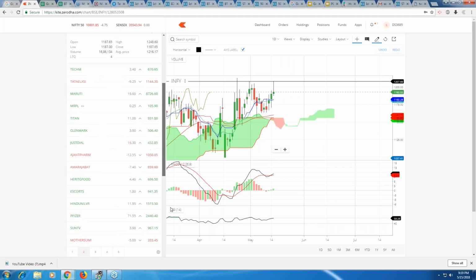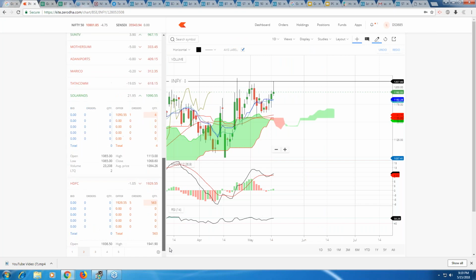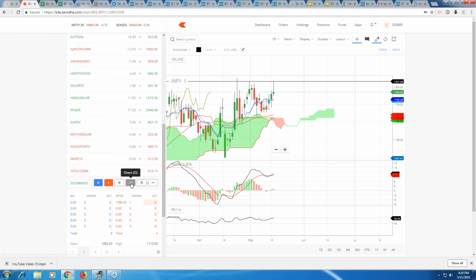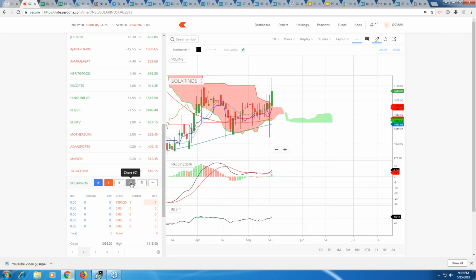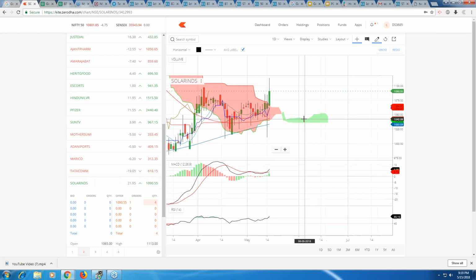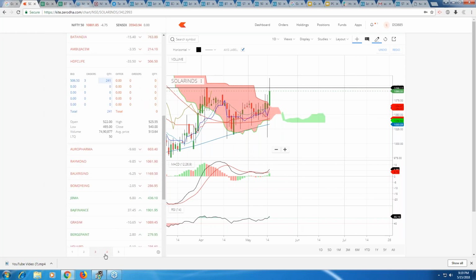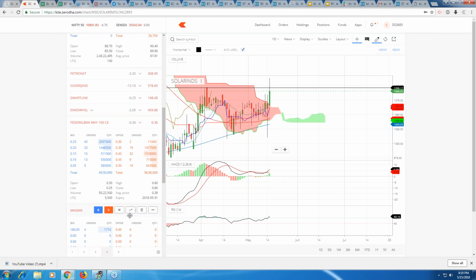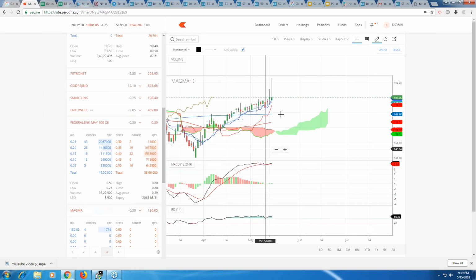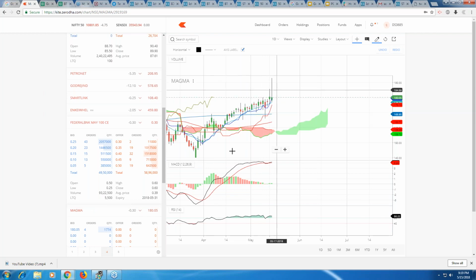Solar Industries. Let me just show you why Solar Industries was given to you. Because Solar Industries has given an Ichimoku cloud breakout, right? Look at the beautiful breakout that you can see. Okay, why am I liking this one? Why did I give Magma FinCorp? Magma FinCorp because it has broken the Ichimoku cloud and there was huge buying that I saw in this.